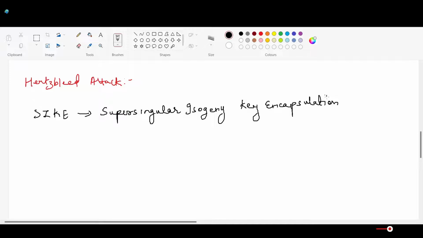Okay, so basically it's a key encapsulation mechanism. Now again, a question will come: what is a key encapsulation mechanism? A key encapsulation mechanism is a protocol used to securely exchange a symmetric key using asymmetric cryptography, which is also public key cryptography.